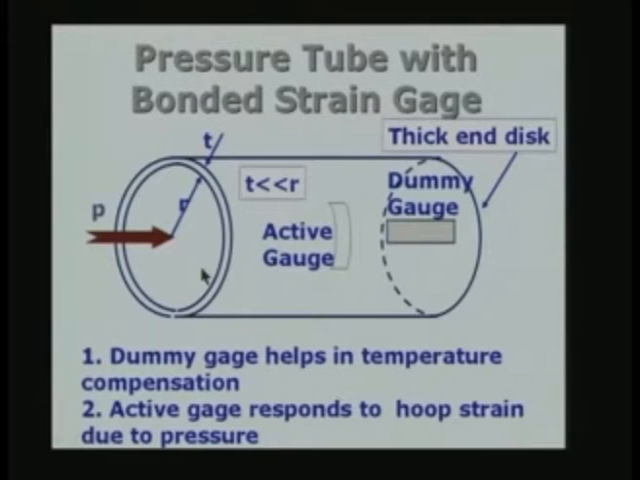And a pressure tube bonded strain gauge can be designed for a very large range of pressures, from very small to very large pressures, because it is simply determined by the strain of the tube element and how it depends on the thickness and the radius, and that is all there is to it. So, let us look at the way it is going to work out.